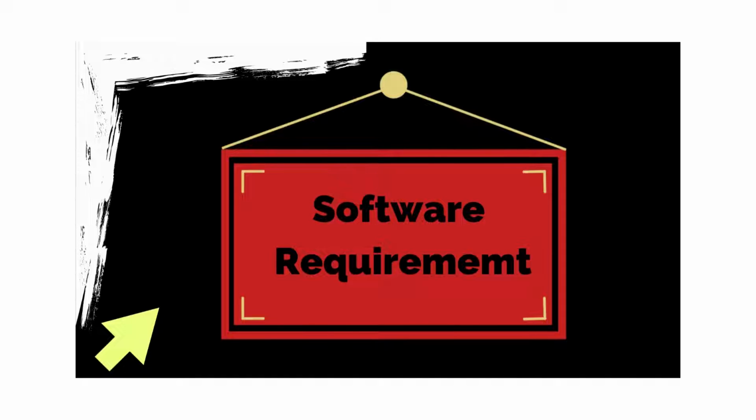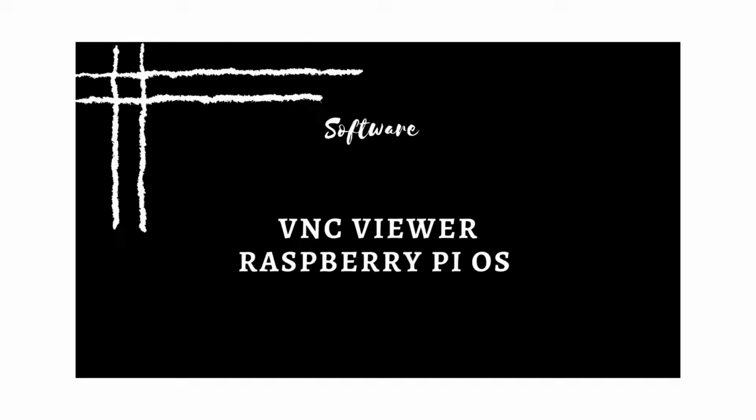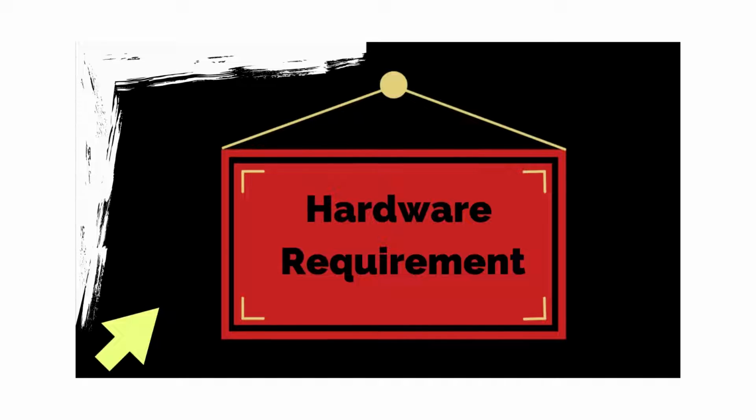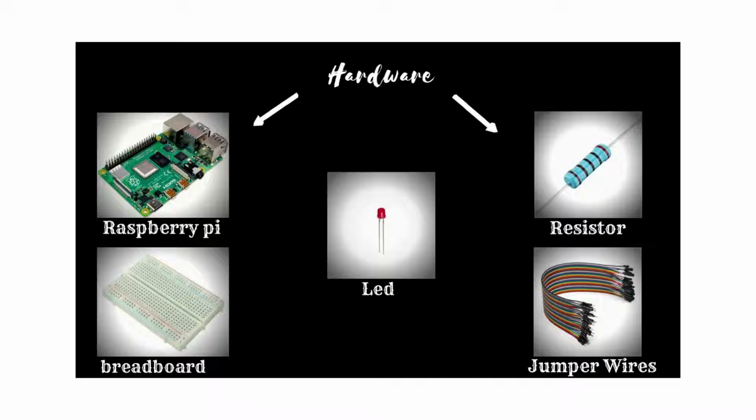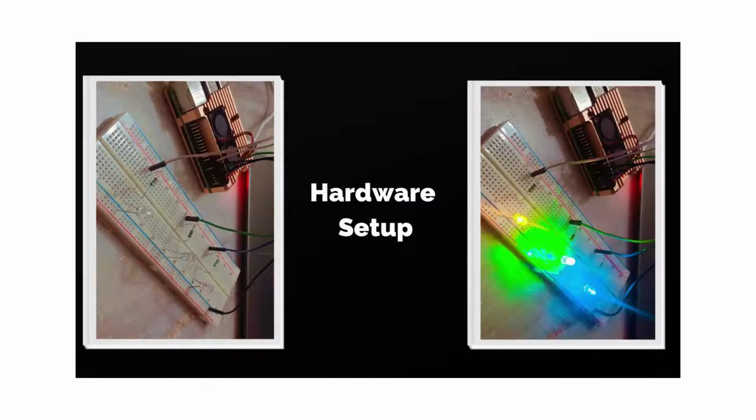To start off the circuit, here are the software requirements needed to complete this task: VNC Viewer and Raspberry Pi OS. And here are the hardware requirements we are using: a Raspberry Pi, a breadboard, an LED, a resistor, and jumper wires.